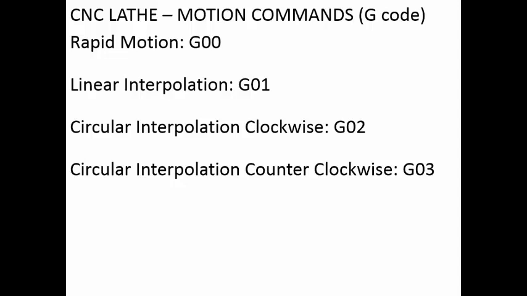Now we are having three basic motions. One is a straight line motion, then we are having the circular motion in the clockwise direction, and circular motion in the counterclockwise direction. Since they are related to the motion of the tool, they are basically G codes. So we will be using some G code, that is the G alphabet and then certain numbers.